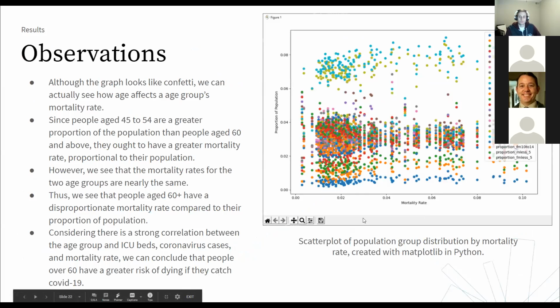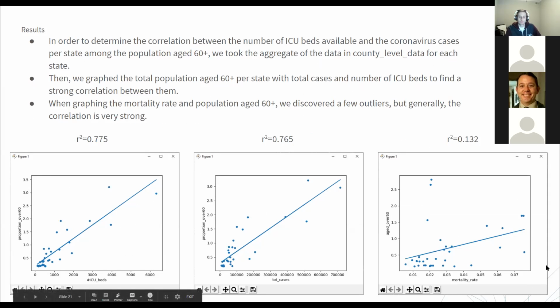Are each of those points a state? There are 50 points then, is that right? Yes, that's correct. There are 50 points here, one for each state.